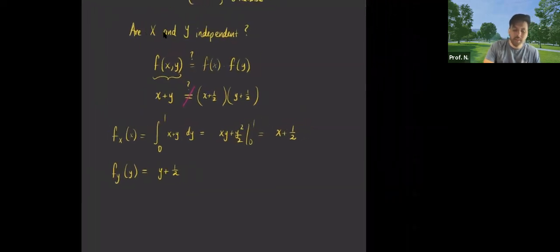Because the joint density function of these two continuous random variables is not the result of multiplying the marginal density function of x times the marginal density function of y, we say that they're not independent. x and y are not.